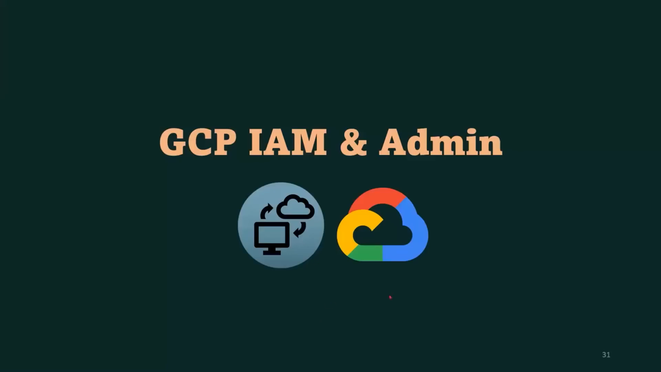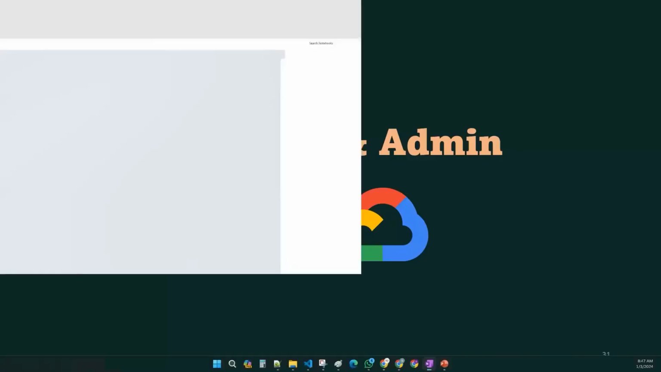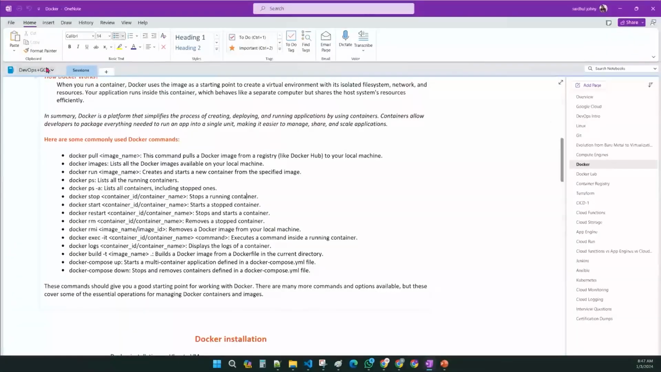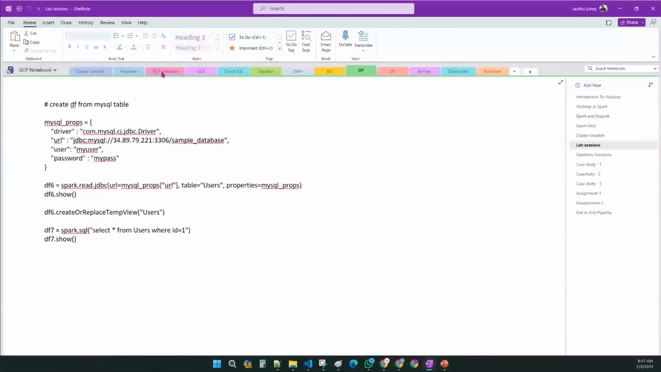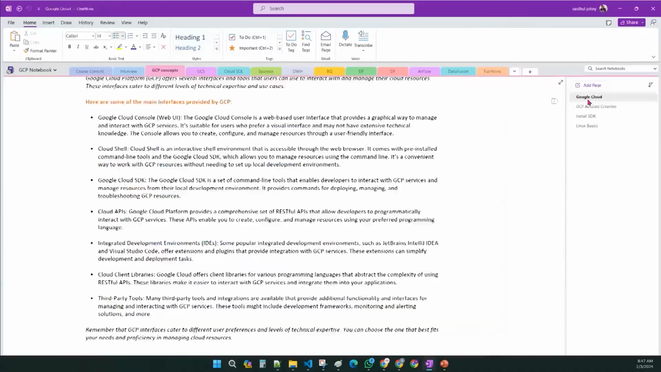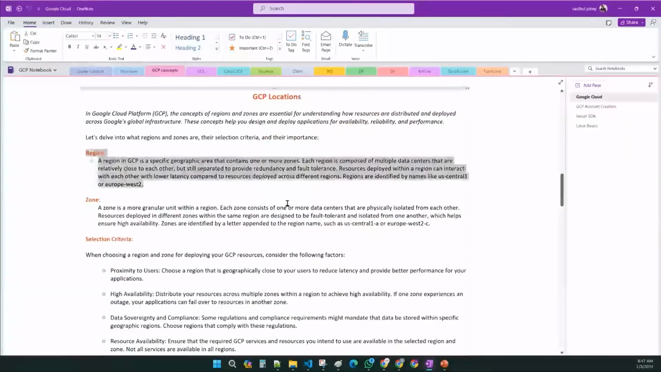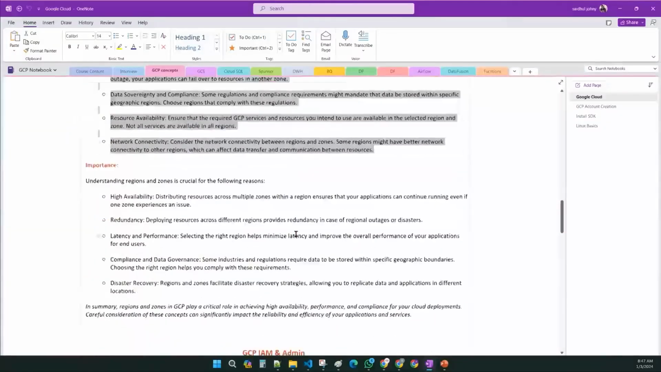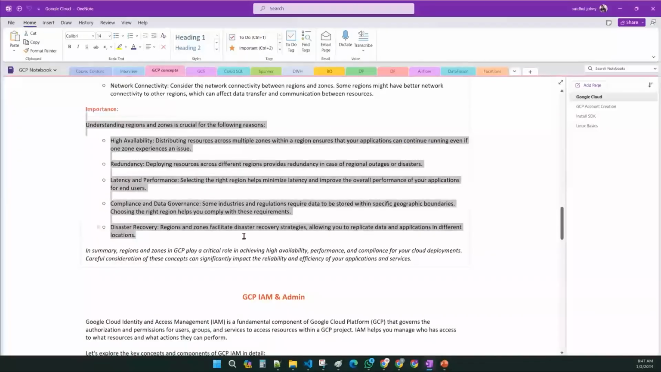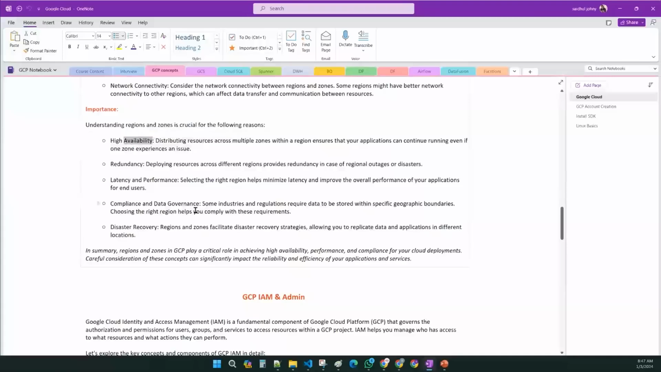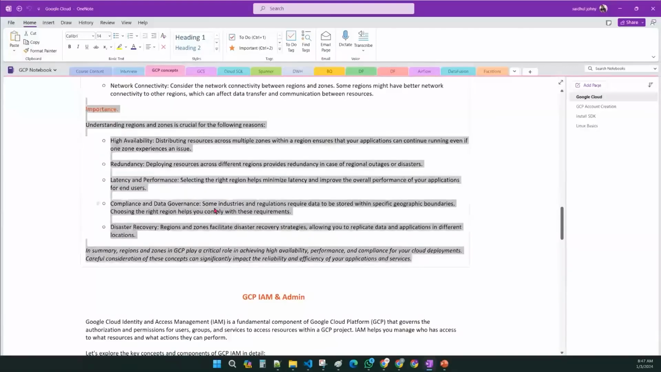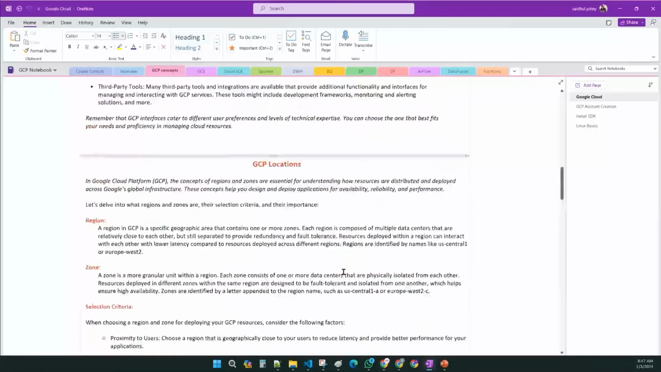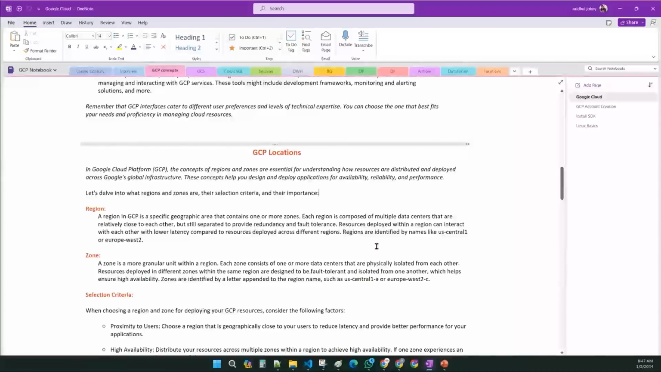You can always go to my notes. If you want to check, go to GCP's notebook, GCP concepts, and Google Cloud, and you'll be able to see GCP locations: what is a region, what is a zone, the selection criteria and the importance. It is very important for decreasing latency and increasing high availability, compliance, and disaster recovery. All these topics that we have covered, just go to my notes and recap yourself. Thank you all.